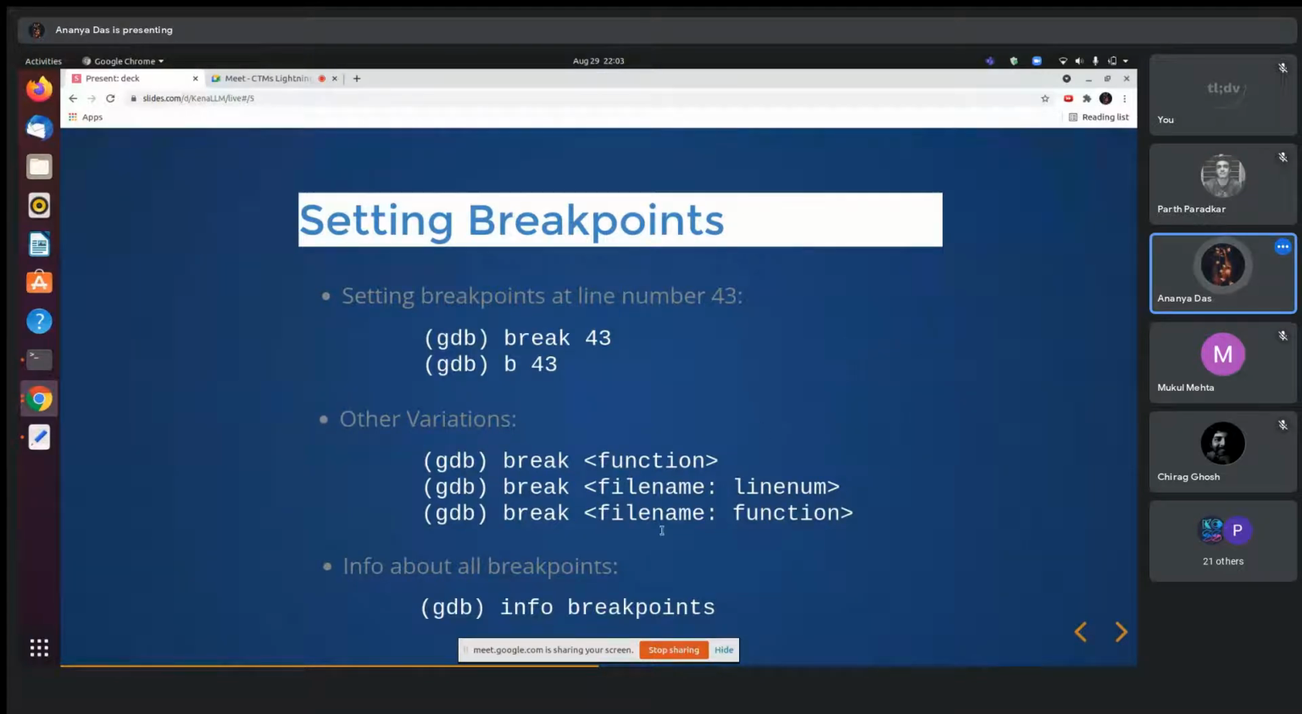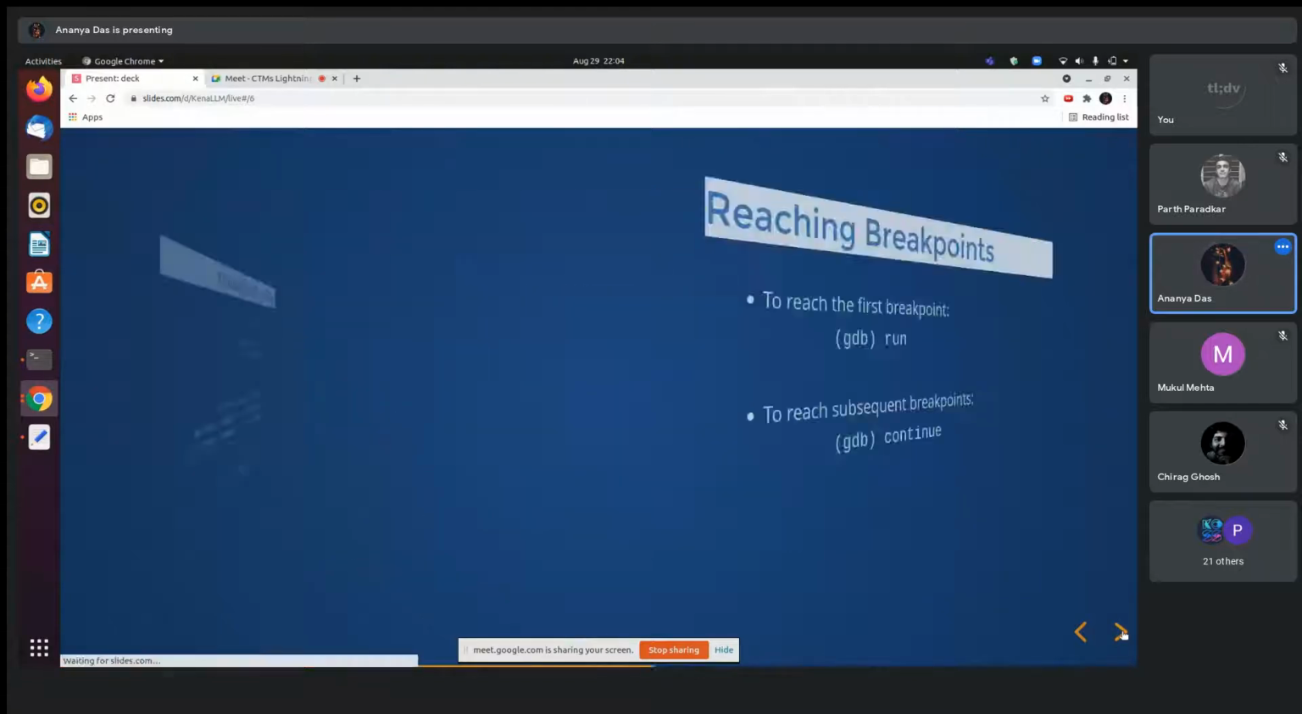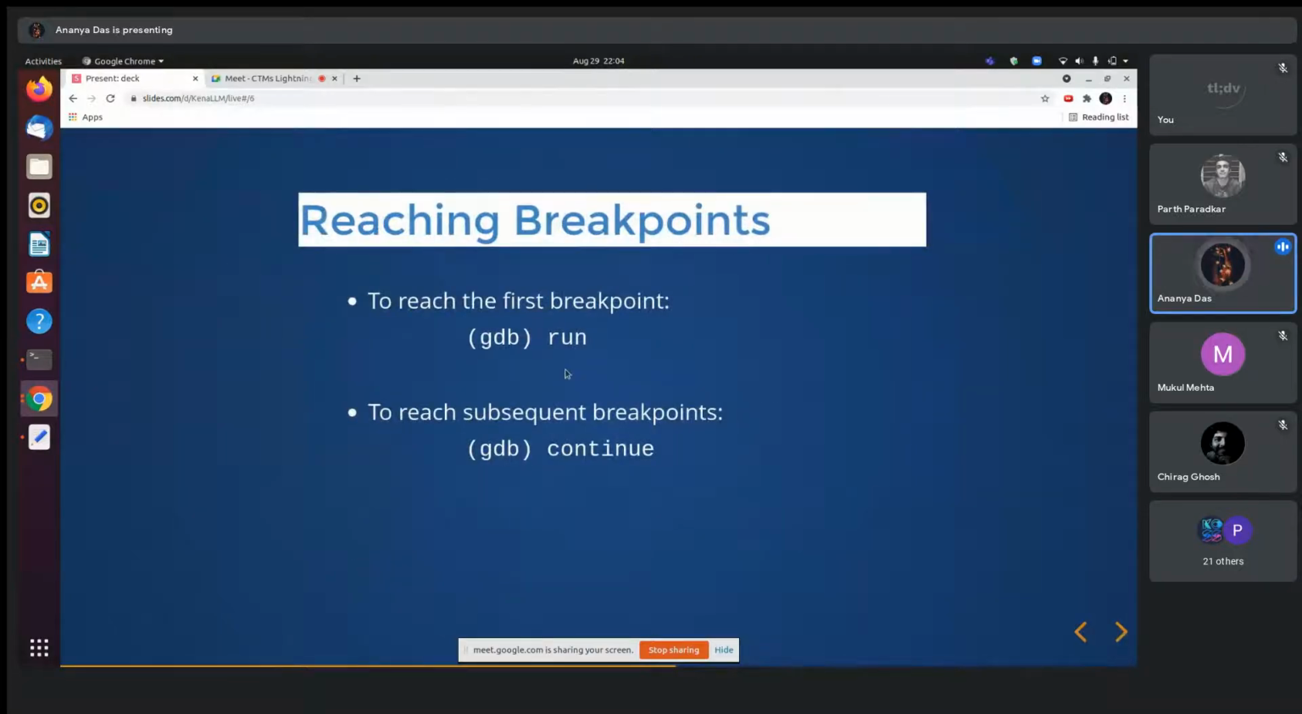So yeah, that's that. And let's say in a long code, if we have given 10 breakpoints, we can get all the information about these breakpoints by just giving the command info breakpoints, which I will show when I debug the code in a little while. To reach the first breakpoint, we give the command run, and to reach subsequent breakpoints, we can just give the command continue or c.